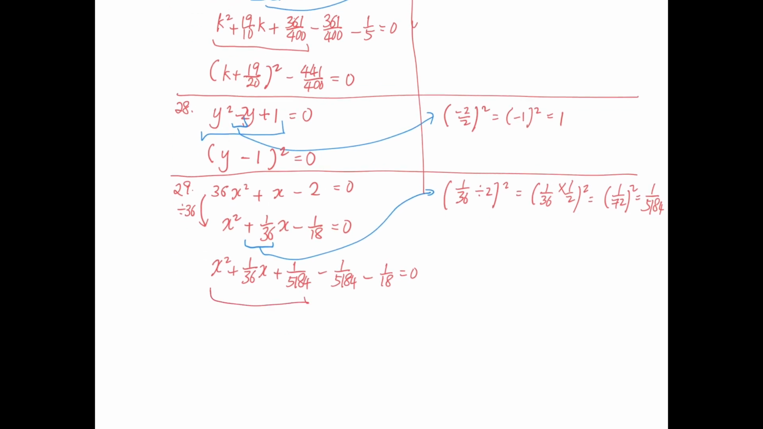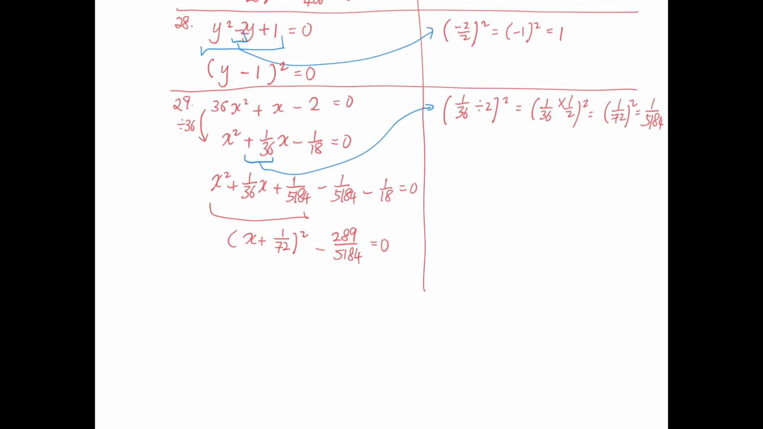So the first 3 terms we factorize. 1 over 72. So why 1 over 72? Because you take the 1 over 36, as in here, you divide by 2, and you get 1 over 72. So that's why it's this. And for the last 2 terms, we press calculator. Minus 1 over 5184 minus 1 over 18. So we get minus 289 over 5184 equal to 0. So that is completing the square.